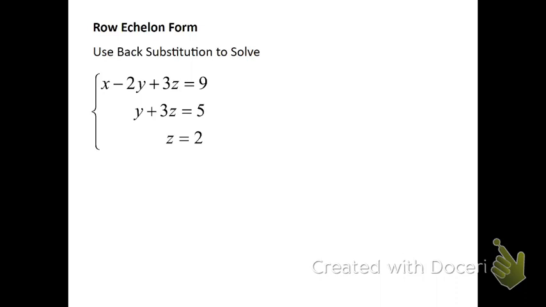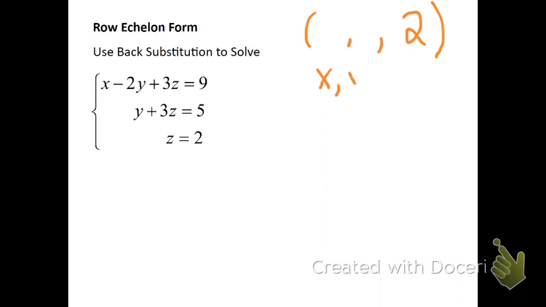When it's in this triangular form, also known as row echelon form, see it kind of forms a triangle there, you can use back substitution. All right, row echelon form means you got one equation with one variable, and then the second equation with two variables, and then the third equation with all three variables. When that's the case, you're already given 1/3 of your solution.